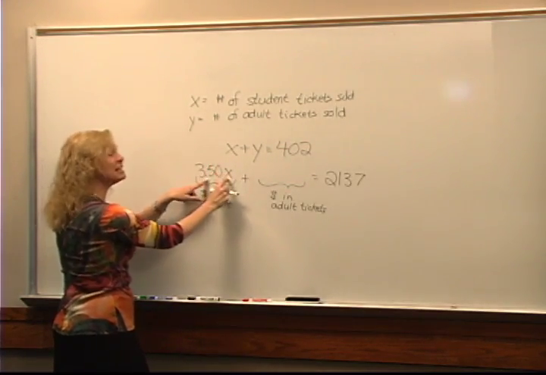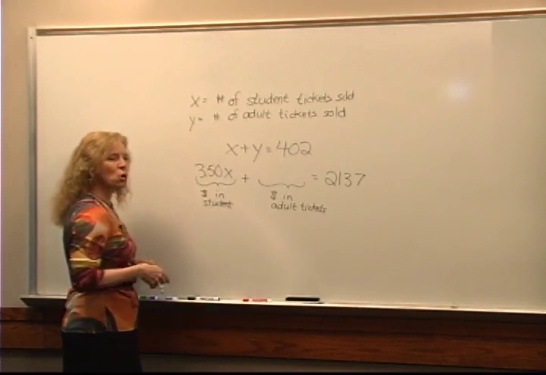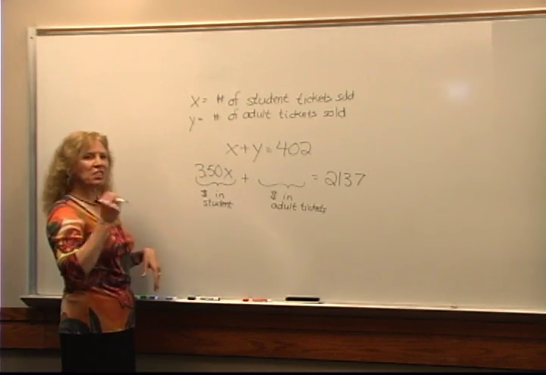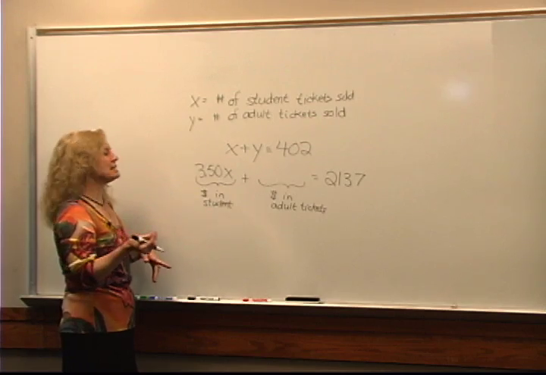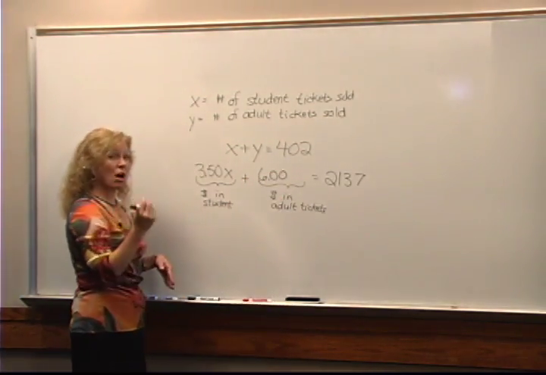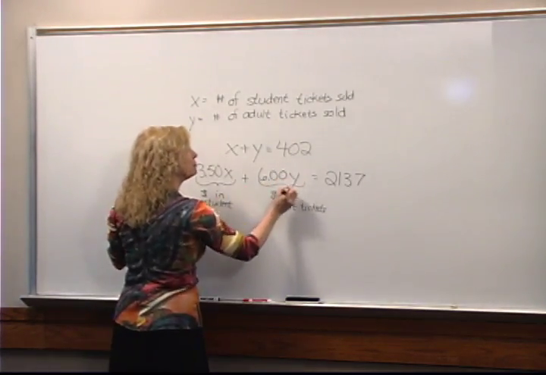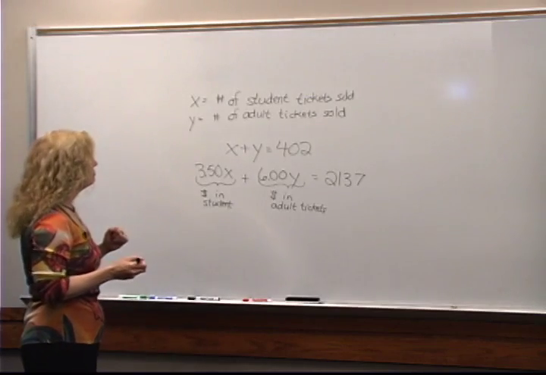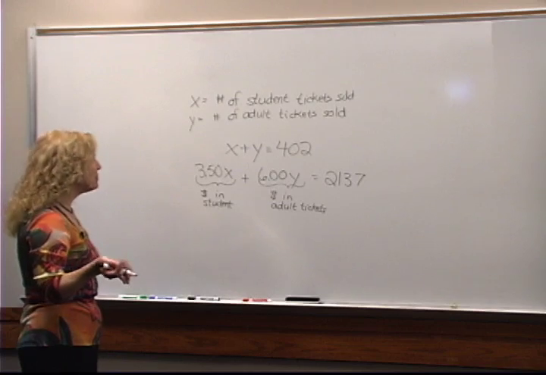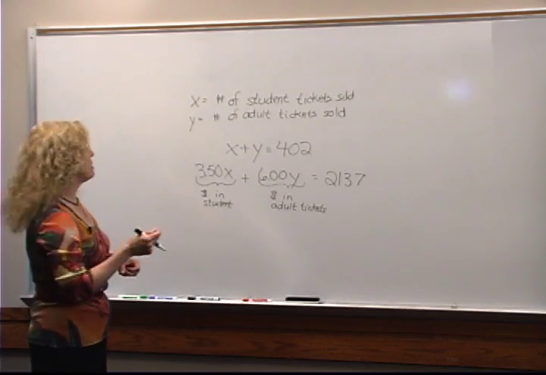$3.50 times the number of tickets that I sell at that cost, that'll be the total amount of money I bring in from student tickets. Now, with that in mind, you might pretty quickly see, oh, well, then the adults is going to be $6 times the number of adult tickets I sell. Why? Okay. So now I have a second piece of information, and I have what's called a system of equations.